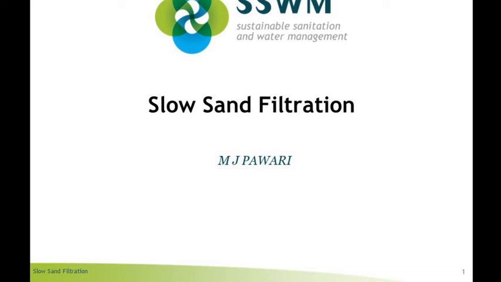The depth of this sand layer varies between 600 mm and 900 mm, and the size of the sand particle also varies from 0.20 mm to 0.30 mm. So very fine sand is used for the process of filtration. And what is the size of that sand? It is 0.20 mm to 0.30 mm. Fine sand is more effective to remove the impurities, but it requires more time for the process of filtration.